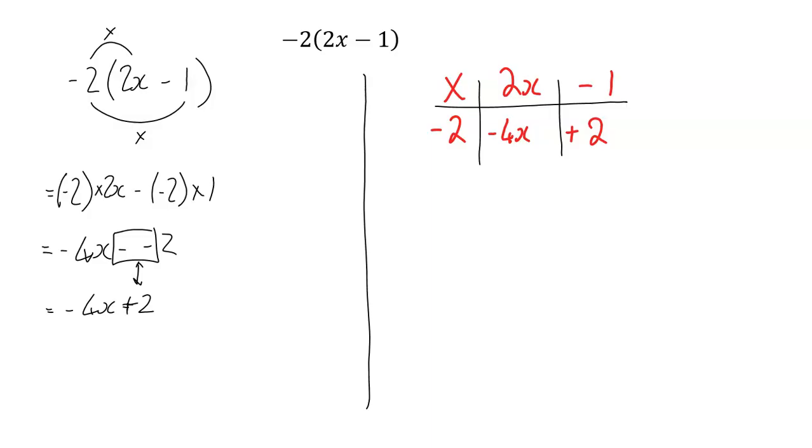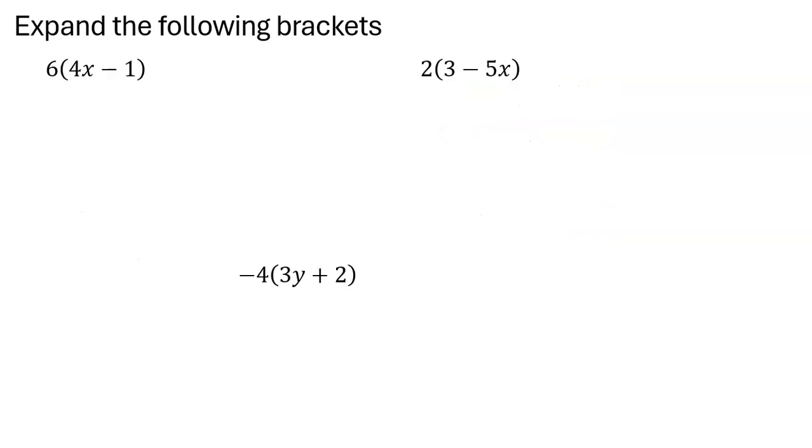So I've dealt with the sign there in the table so that I can then write my final expression out, negative 4x plus 2. So there we go. That's what it would become in this case. So two different methods for the same one. So what I want you to do is I'm going to put up some questions now. I want you to pause and have a go at them and then come back and check what you've done.